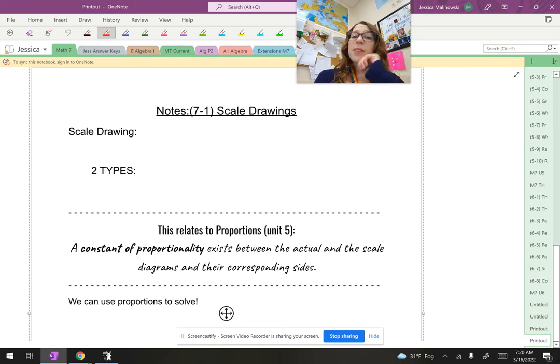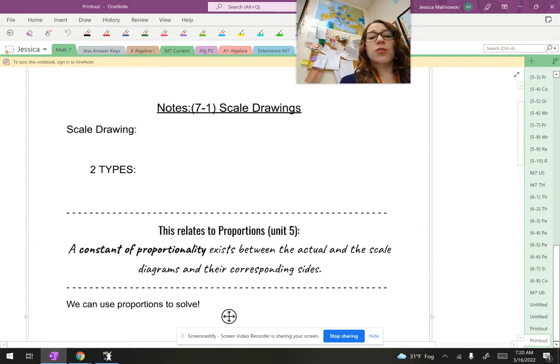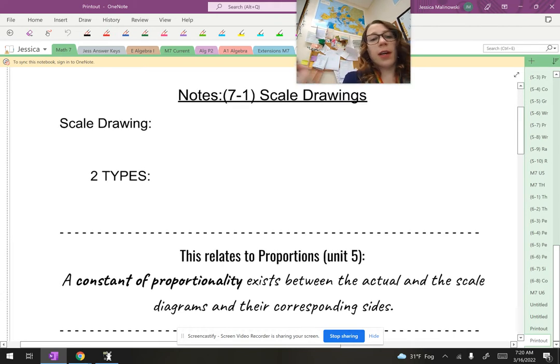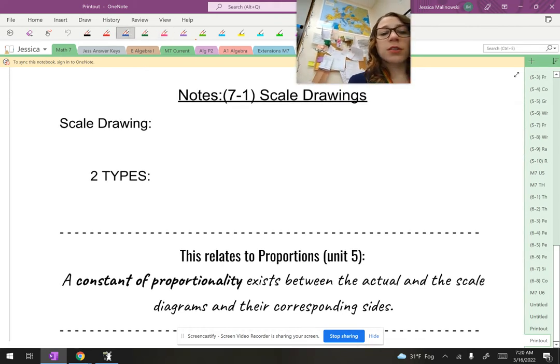So today we're going to look at Math 7 notes for Lesson 7-1, scale drawings. We're going to jump right into it because why not? I'm not in the habit of wasting your time.